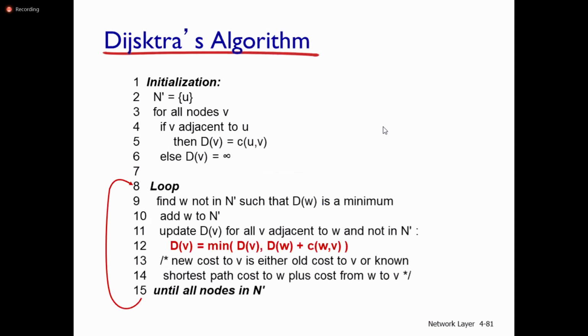So this is the algorithm. First, initialization. Let us start with the source u. For all nodes, we need to find the distance from u to every node in the network. If a node is not an immediate neighbor, the distance becomes infinite. Otherwise, we find the distance from node u to that node. For that, we need to perform the iterations. We will see it in the example, don't worry.